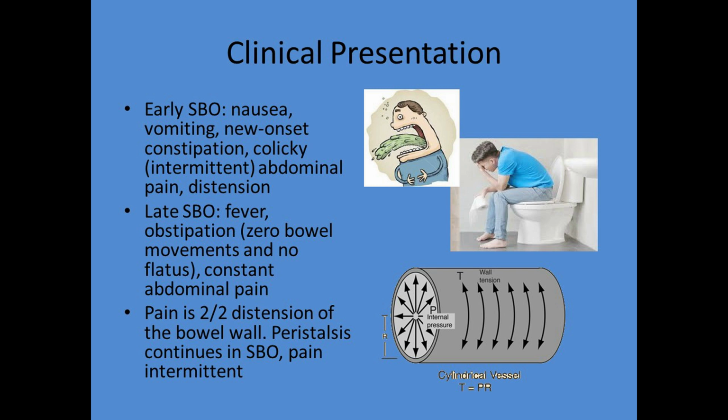Peristalsis typically continues in a small bowel obstruction proximal to the point of blockage, and this peristalsis, because it is intermittent, makes the pain intermittent. If you think about it from a physics perspective, the wall tension of a cylinder, aka the bowel, is proportional to the pressure inside the lumen of the bowel times the radius. So as pressure builds proximal to the site of obstruction, the tension on the bowel wall increases, which makes it more difficult for the bowel wall to receive perfusion, therefore placing it at risk of ischemia, which we'll get into here later.